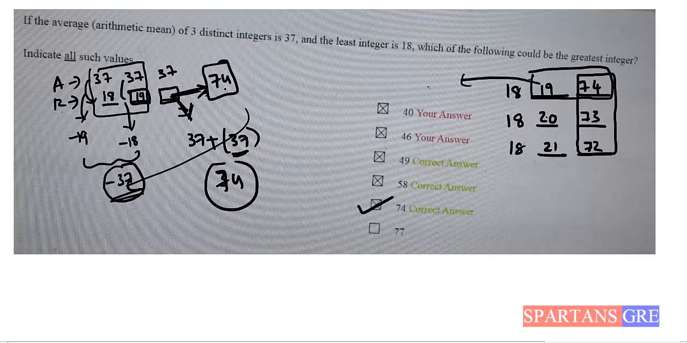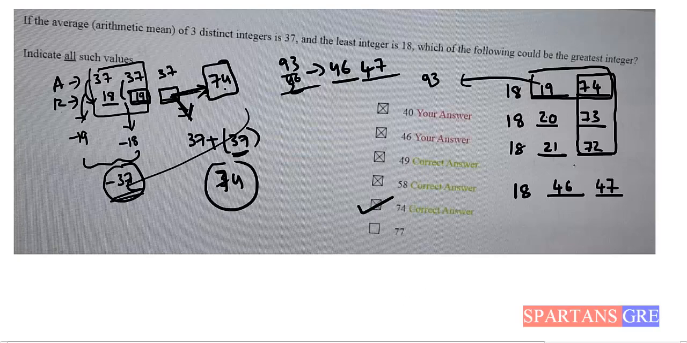It will be 93. If I divide this 93 equally, suppose 93 by 2, it will be 46, and one more number will be 46 and 47. So one number can be 46, another number can be 47, right? So if you make them equal, this will be the least possible number. Understood? The highest possible number is 74, and this will be the least possible number.